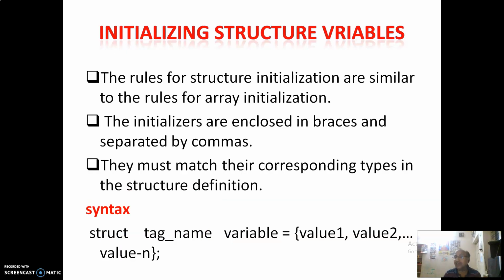Next one, initialization of structure variables. The rules for structure initialization are similar to the rules for array initialization. The initializers are enclosed in braces and separated by commas. They must match their corresponding types in the structure definition. The syntax: struct tag name variable = {value1, value2, and so on}.